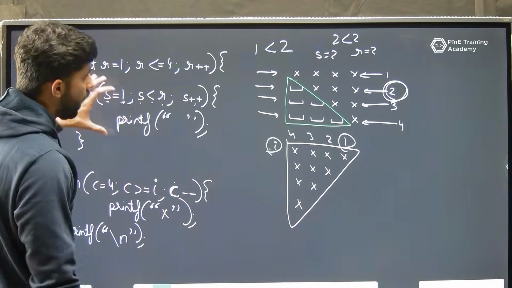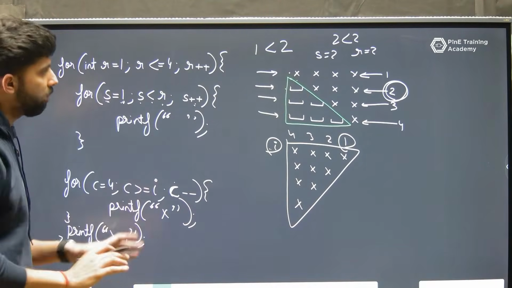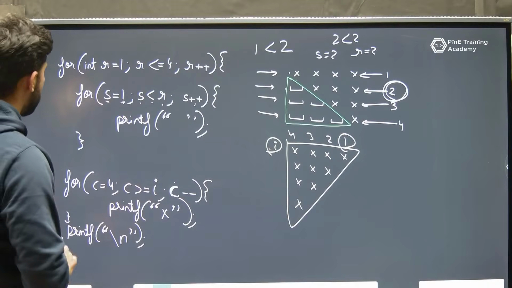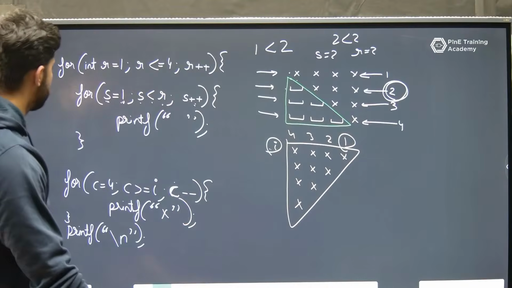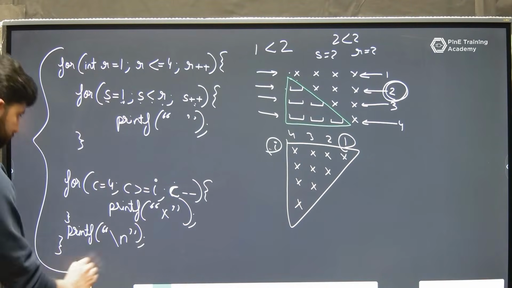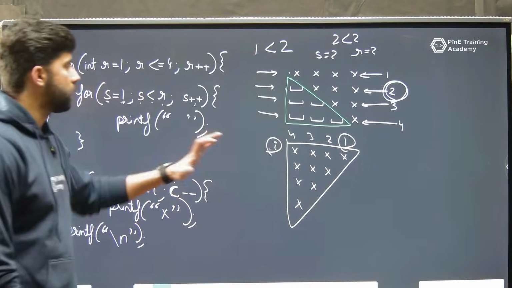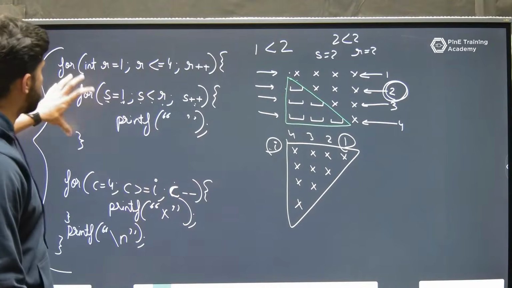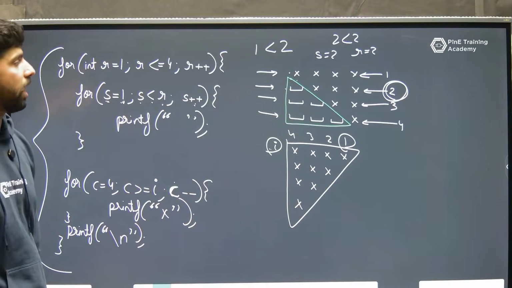Okay, so I checked for R equals 1, I checked for R equals 2, and I'm getting the correct thing, and I have an intuition that this will work very well for 3 and 4 as well. So this is the code for this particular pattern. This is the space part, this is the actual pattern part, then line change, and that is the whole code.